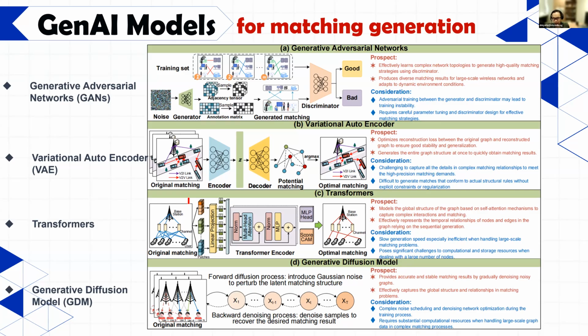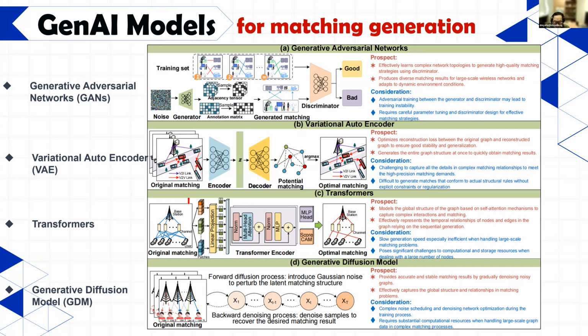We have the transformer, which is very good in large language models. It is able to model the global structure of graphs based on the self-attention mechanism and capture complex interactions and matching. It is effective in representing the temporal relationship of nodes and edges in the graph based on sequential generation. We already know that the transformer is very good for sequential data such as text, and in fact, we can apply the transformer for matching also.